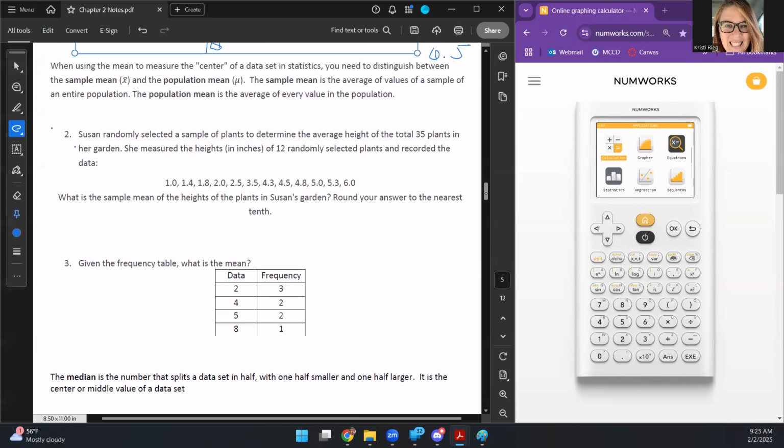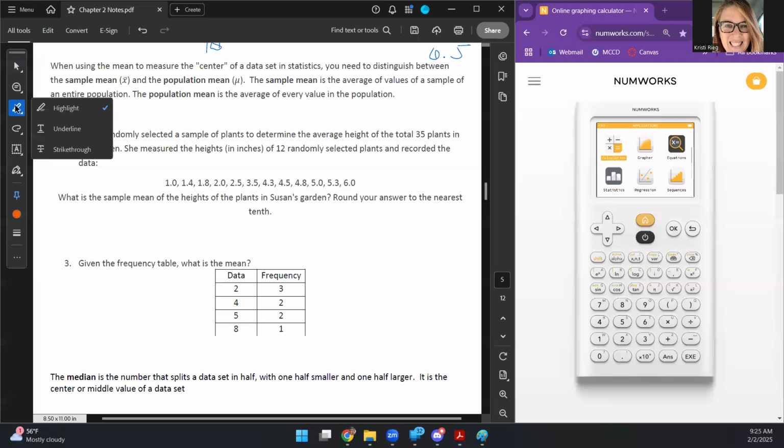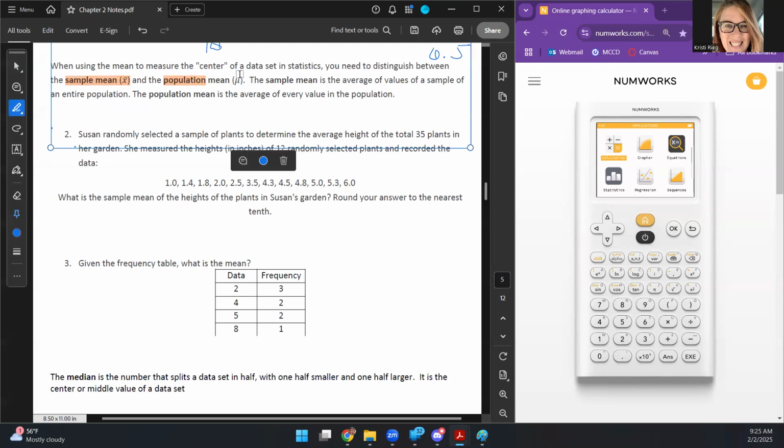Moving on. So the symbol for mean is x bar for the sample. And for the population, it is mu. So these are the symbols that we're going to use not only for us in this class, like when I'm talking about it, but also in the calculator. You're also going to see these symbols being used.